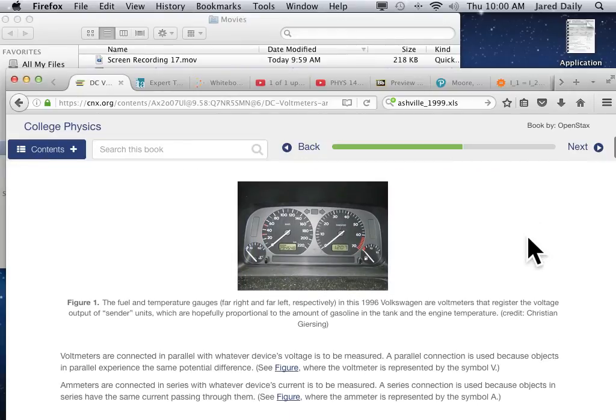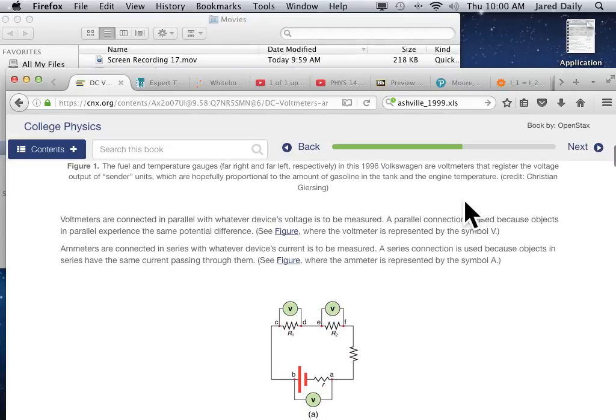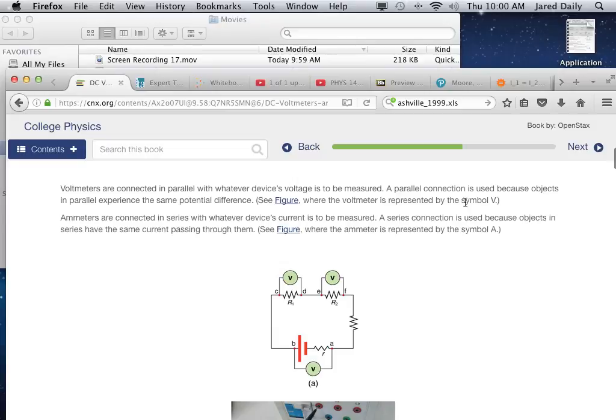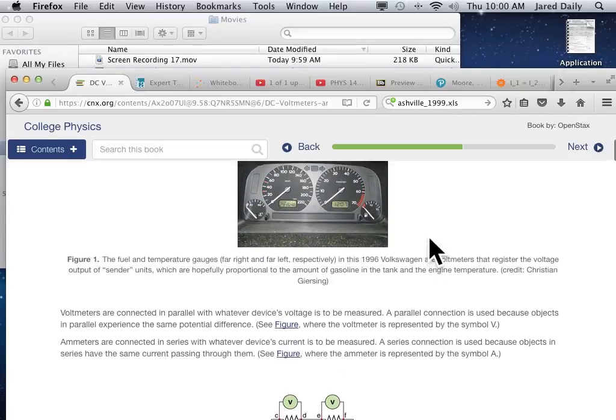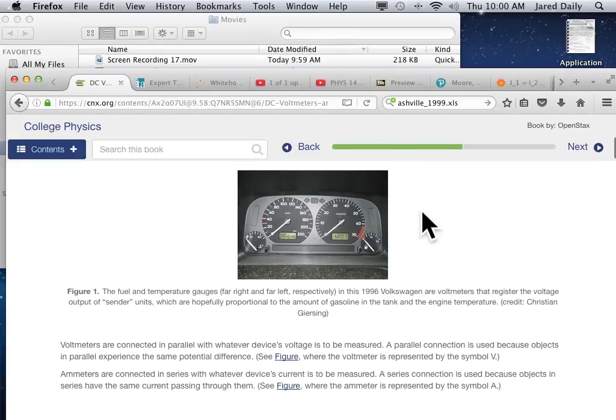Now we've already used voltmeters and ammeters in the last lab that we did. We used a voltmeter and ammeter in the electric field lab. So we got a little experience with them, but we haven't really learned how they work. We learned that we're supposed to hook them up in certain ways, but we didn't learn why. But voltmeters and ammeters are used all the time.